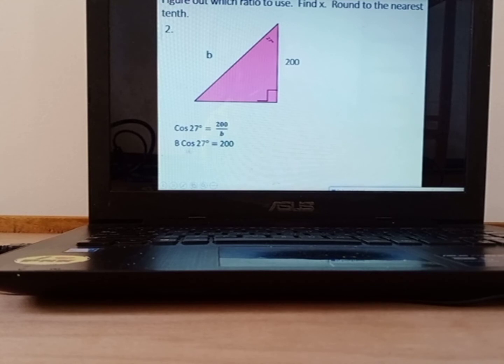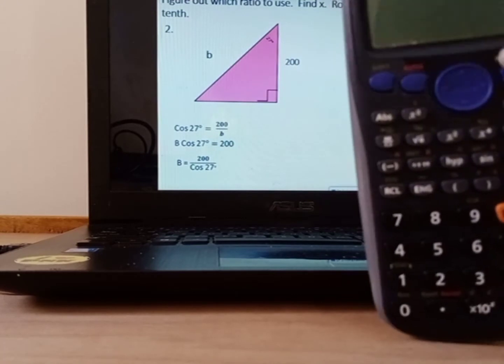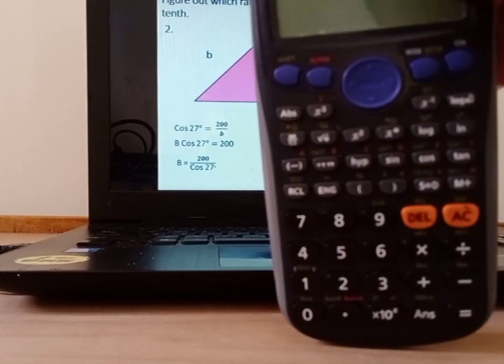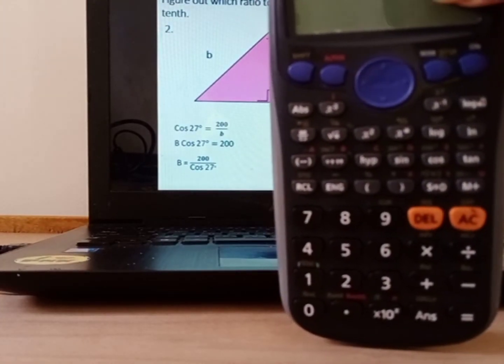So how can we cancel the cosine 27 degrees? Divide your whole equation by cosine 27 degrees. b divided by cosine 27 degrees, so we cancel the cosine 27. Therefore, we have b, and b is equal to 200 over cosine 27 degrees. So therefore, using your calculator, class, you will get the value of b.